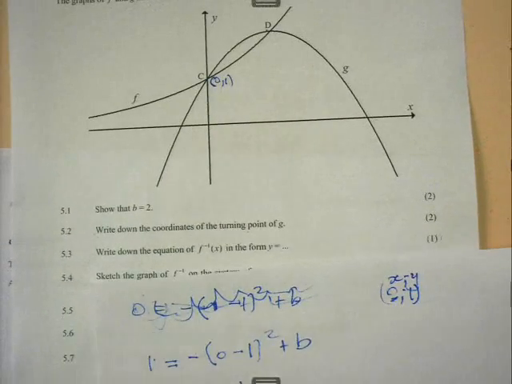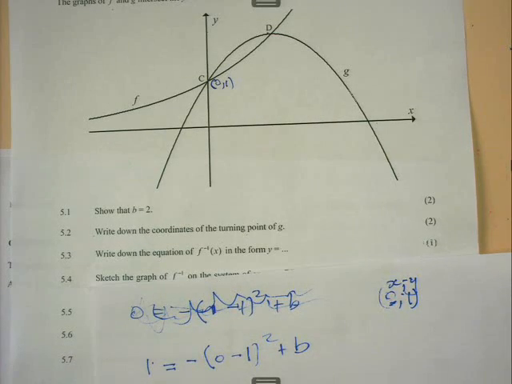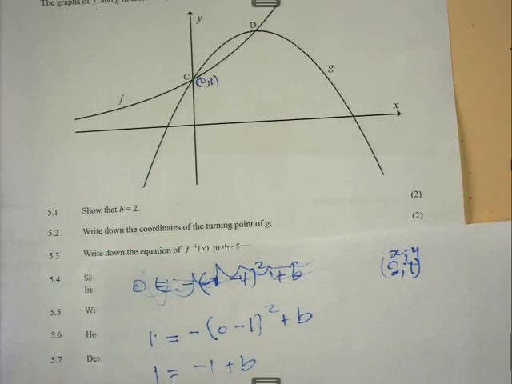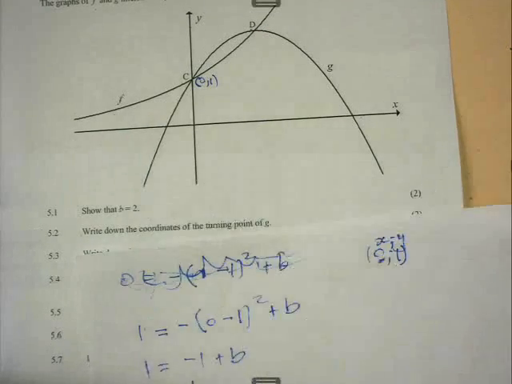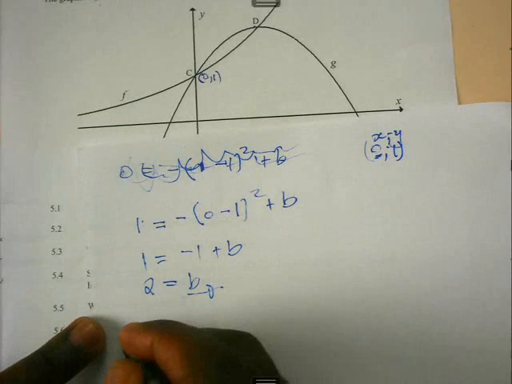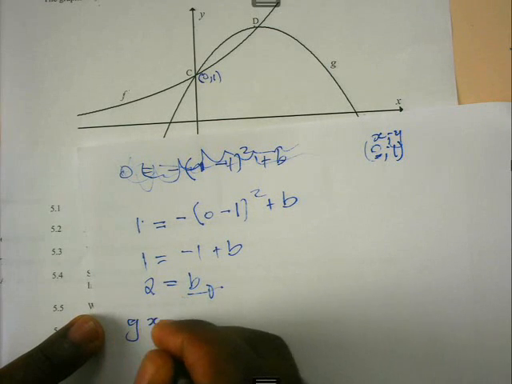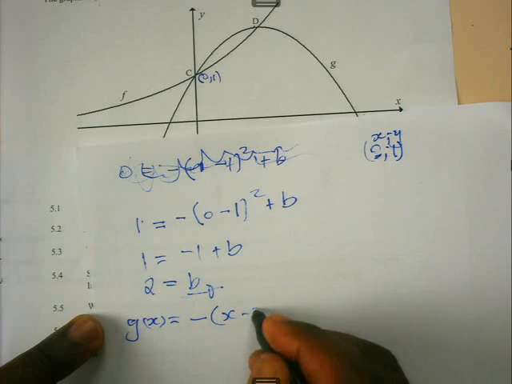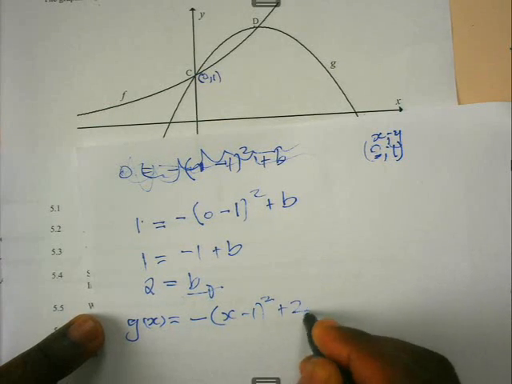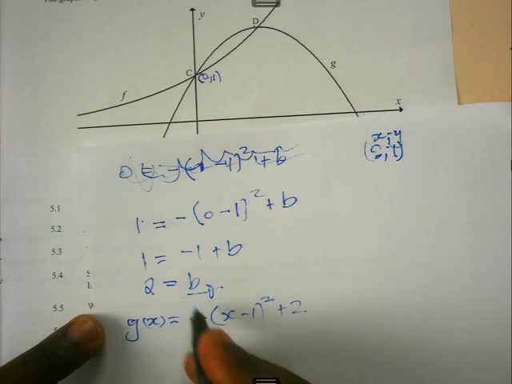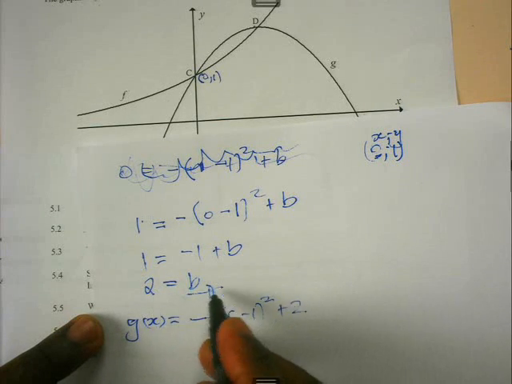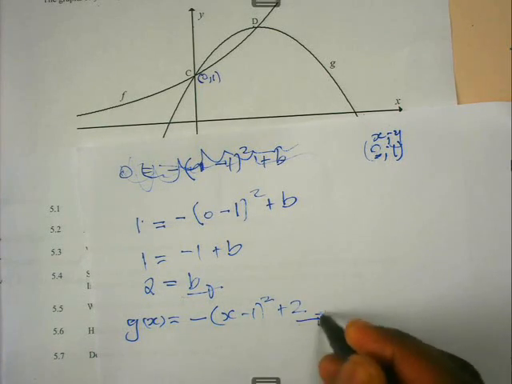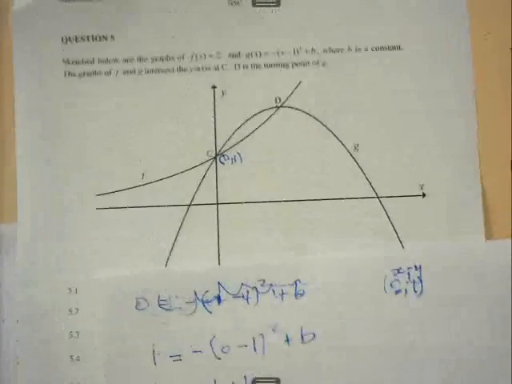5.2 says write down the coordinates of the turning point of g. After I have determined the value of b, this is how the graph is going to look. My g of x will look like minus in bracket x minus 1 all squared plus 2, because this b would have been substituted by the 2. So this is what the equation of the parabola looks like.